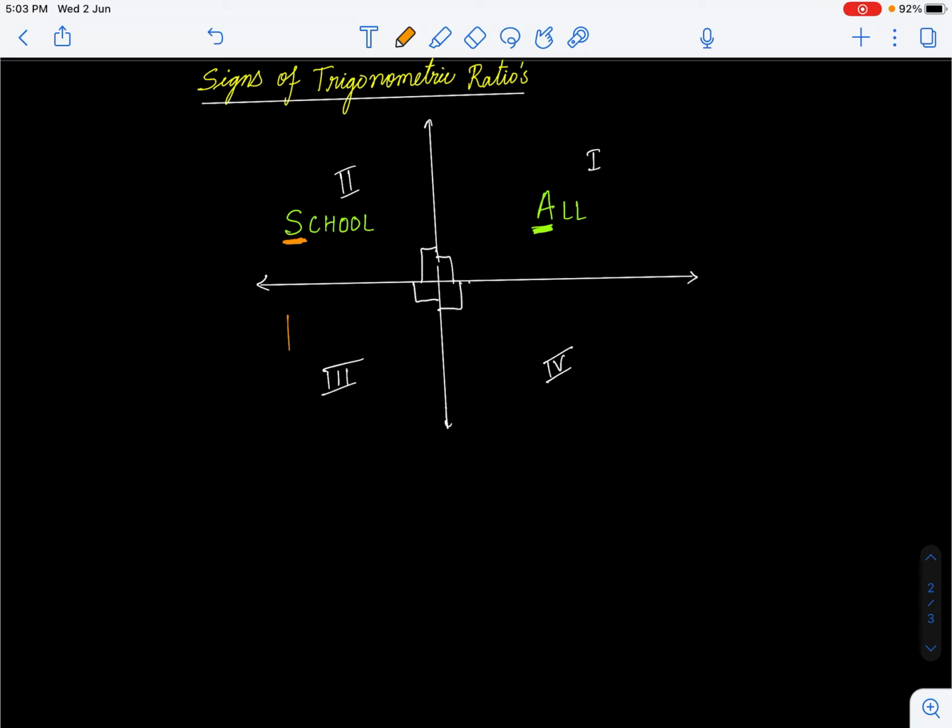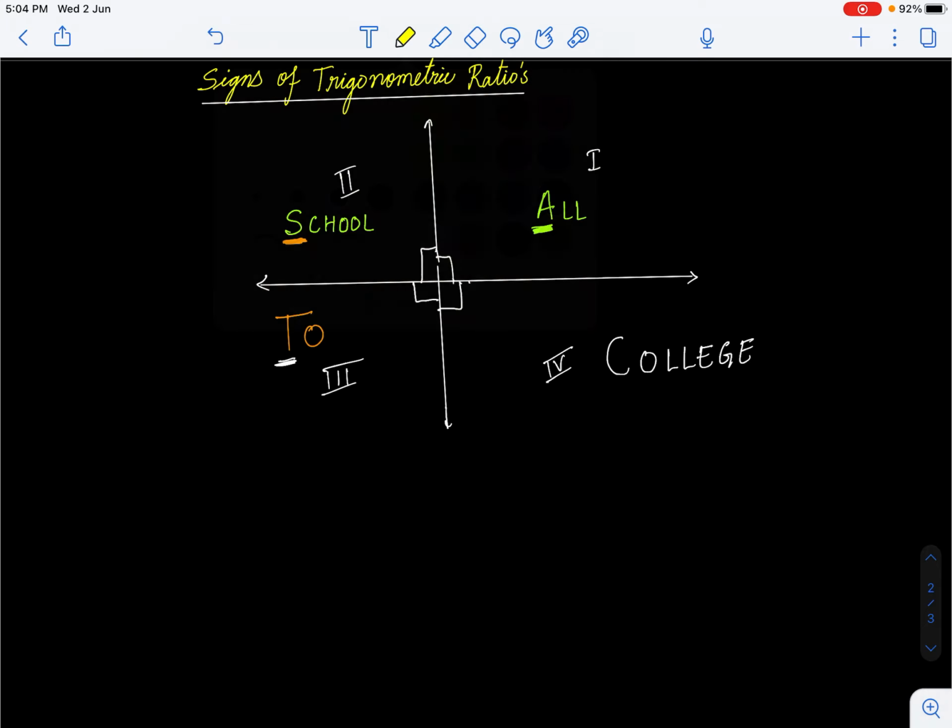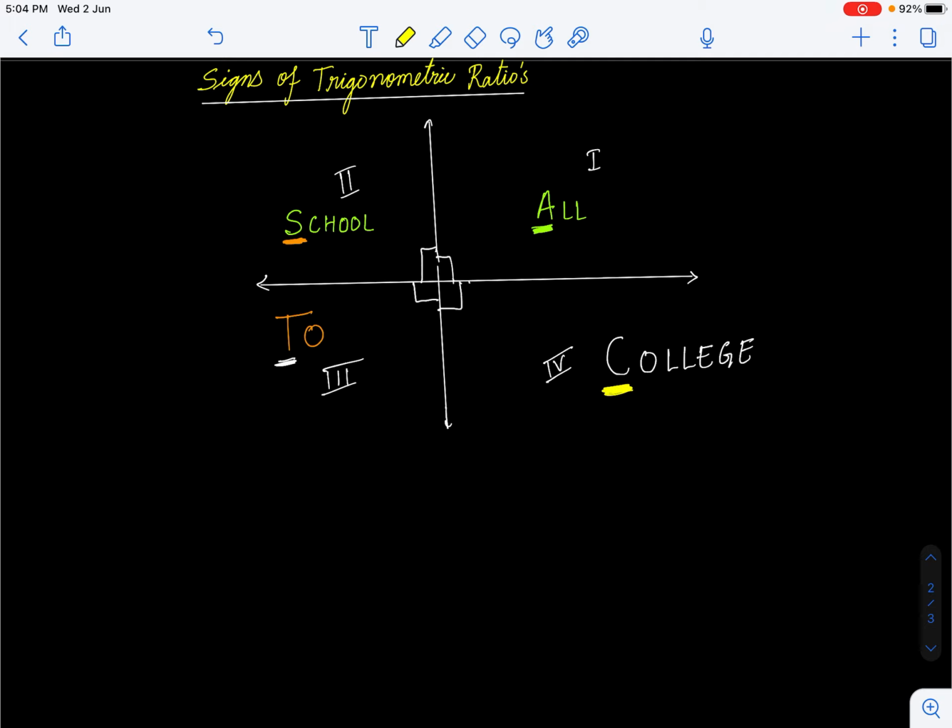In the third quadrant, I am going to use the word to. We see the first letter only, T. T means tangent. So in the third quadrant, tangent is positive. Now let's look at the fourth quadrant. I'm going to use the word college. Again I am going to see only the first letter, that is C. C stands for cosine theta.